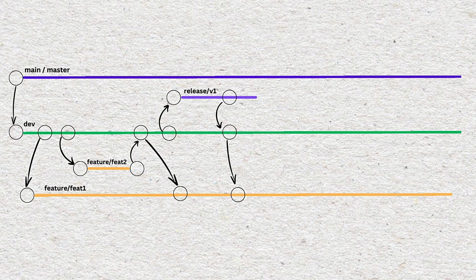Now let's say we are good with the release branch as well. We merge it to the master branch, which is the production branch. And we merge this commit to the dev branch as well to keep things in sync. And we are good with go live.